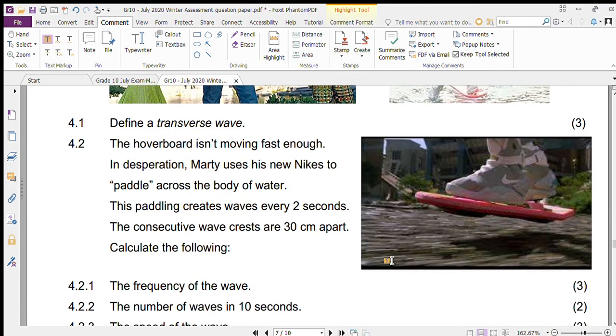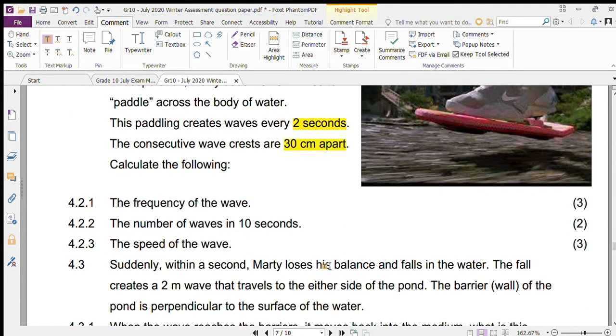Question 4.2 says that the hoverboard isn't moving fast enough. In desperation, Marty uses his new Nikes to paddle across the body of water. This paddling creates waves every 2 seconds. The consecutive wave crests are 30 centimeters apart. Calculate the following. Now, the next 8 marks are marks for jam. Easy peasy marks. I did this to ease you into the rest of the paper, which I felt was very, very fair and straightforward. There was no higher learning going on here whatsoever. It was plug and play.